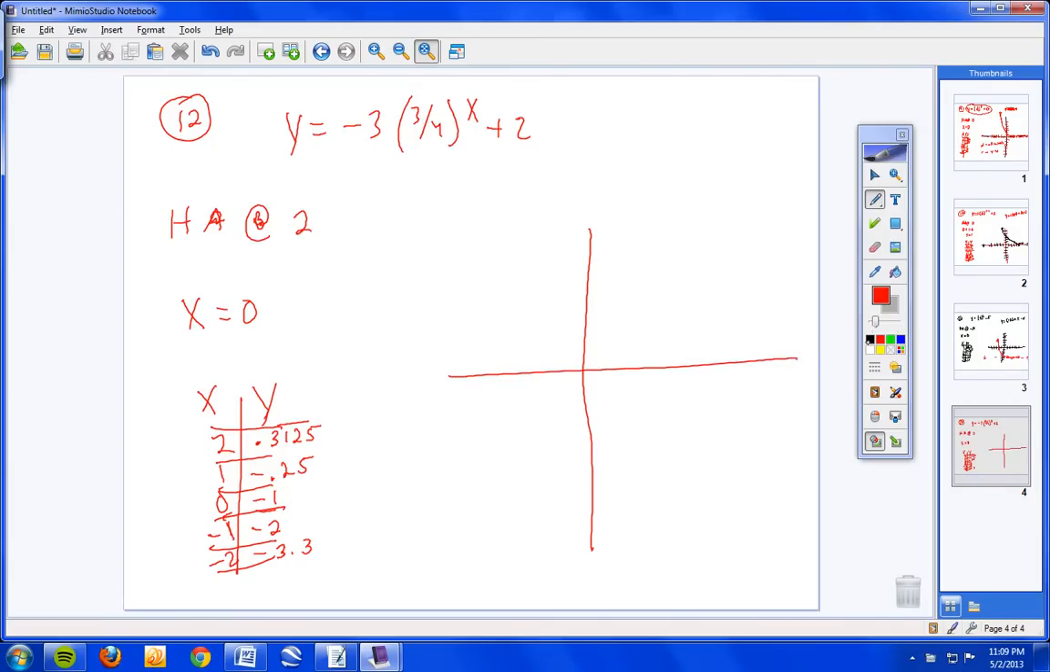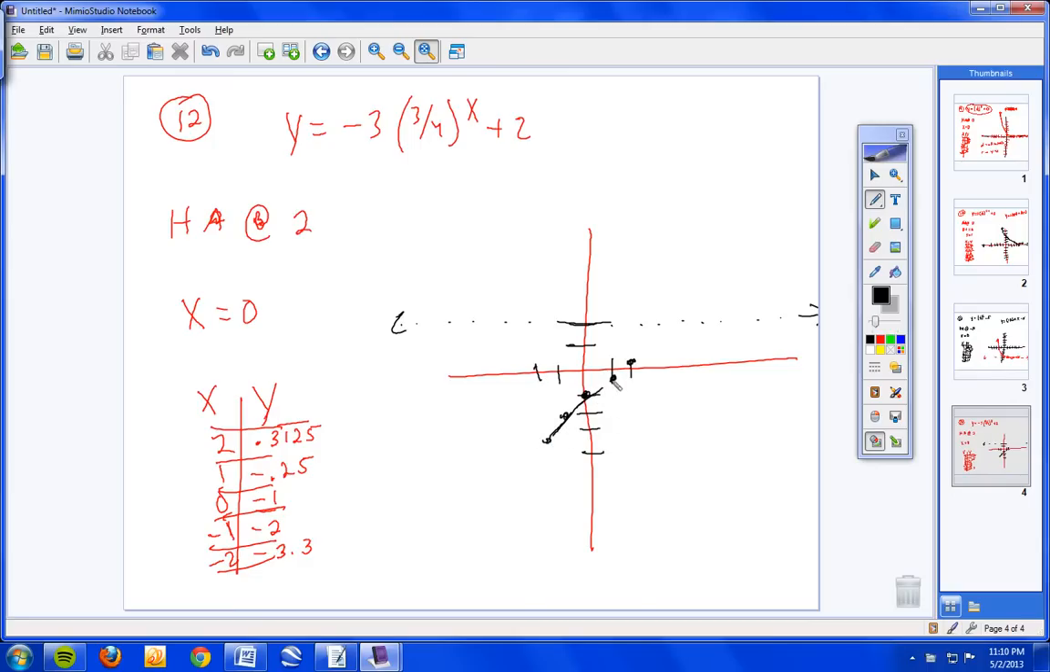All right, looks like my horizontal asymptote will be at positive 2. So there we go, positive 2. My first ordered pair would be over 2 and up negative 0.3. Over 1, negative 0.14. 0 is negative 1. Negative 1 is negative 2. And negative 2 is negative 3.3.